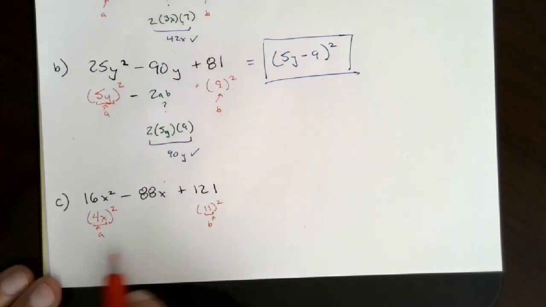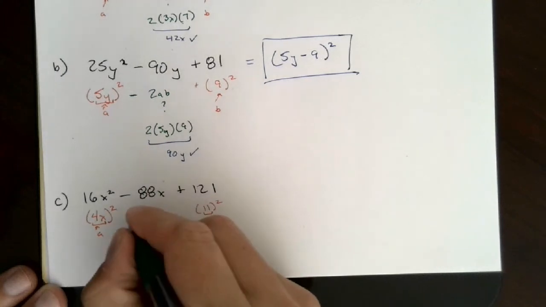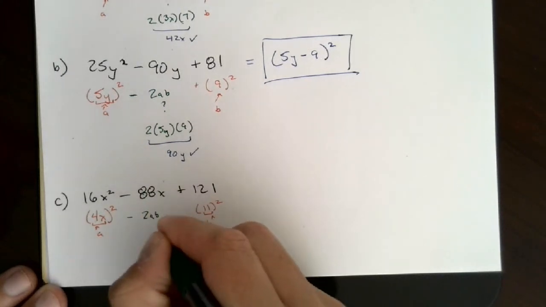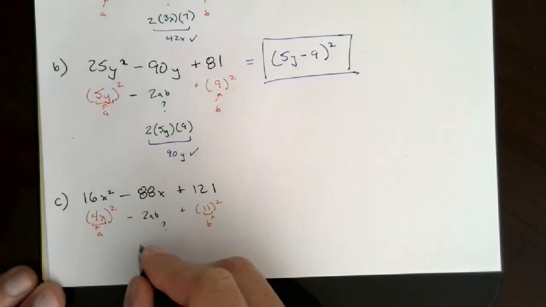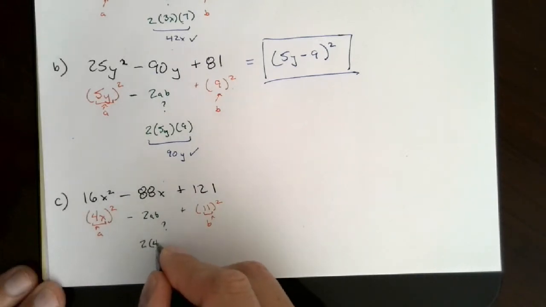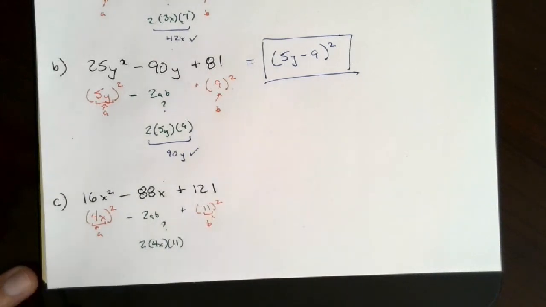Now all this tells me is I have the potential to have a perfect square trinomial if the first and last terms are perfect squares. It does not mean that it will be. So we have to check the middle. Well, the middle, remember, we want it to be 2ab. This one has a minus here, so it's minus 2ab, and this is what we're checking. Is this minus 2ab here? Well, 2 is the coefficient, a is 4x, b is 11. So I'm really checking to see 2 times 4x times 11.